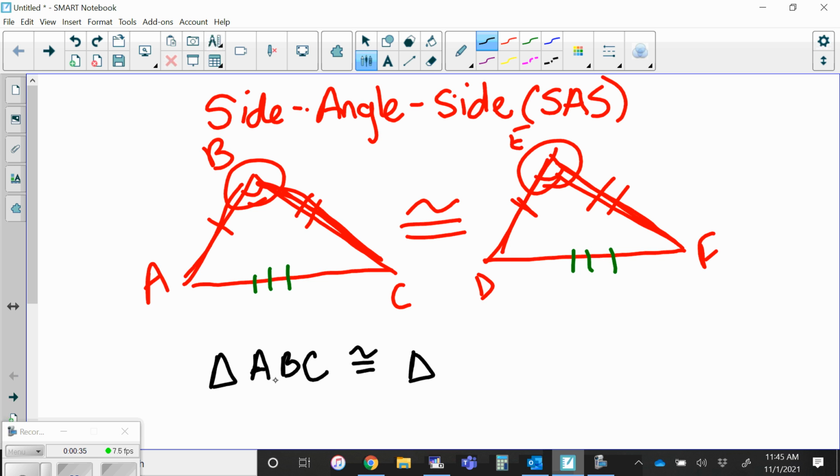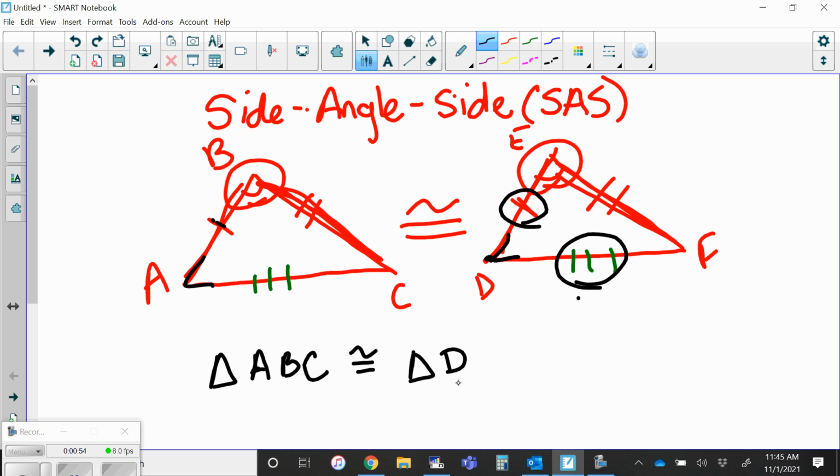So what matches up with part A on this triangle over here? How do you know that? Do you see how A is between the 1 and the 3? Do you see how D is between the 1 and the 3? So angle A matches up with angle D, right? You get what I mean by that?